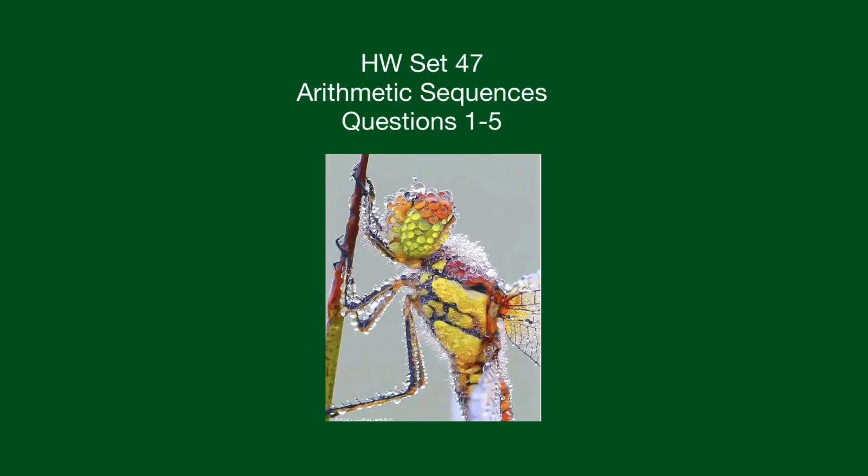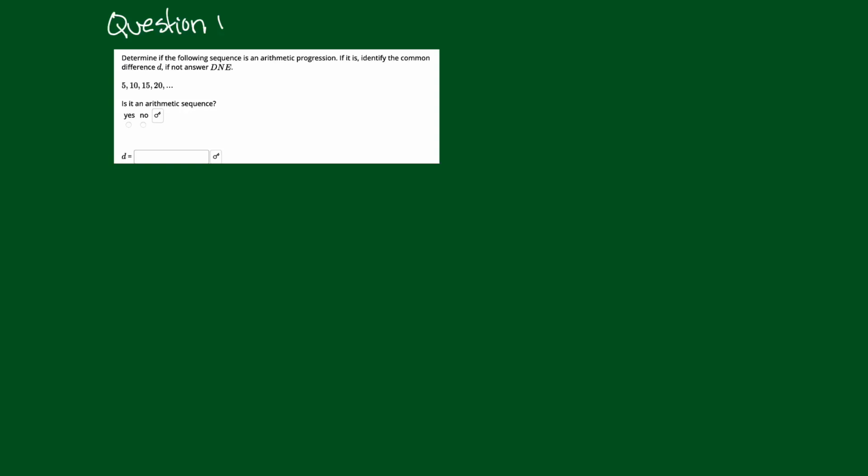Homework set 47 on arithmetic sequences. Question 1 asks us to determine if this sequence right here is arithmetic. Now, it's arithmetic if you can get from one term to the next by just adding or subtracting a common number. How do you do this? Plus 5, plus 5, plus 5. So I'm going to say that it looks like this is a yes.